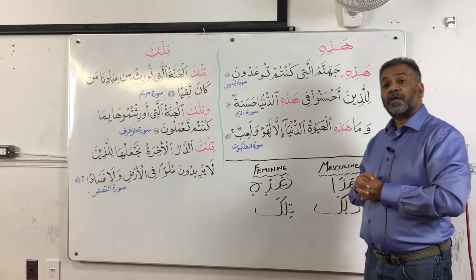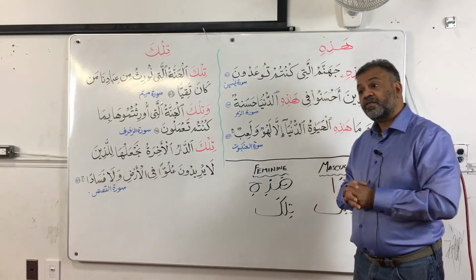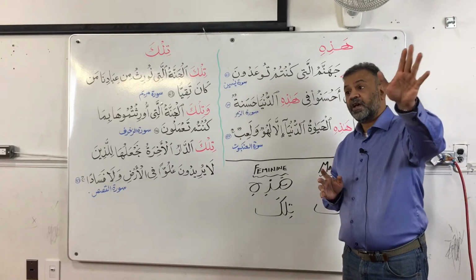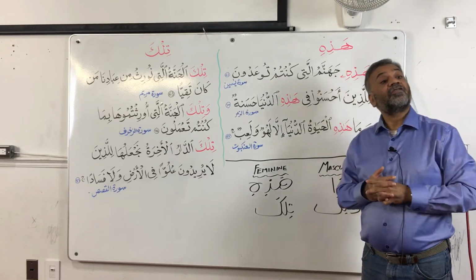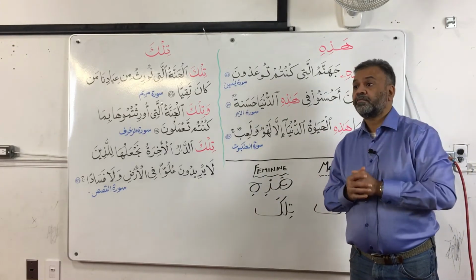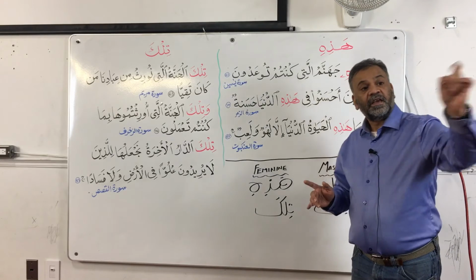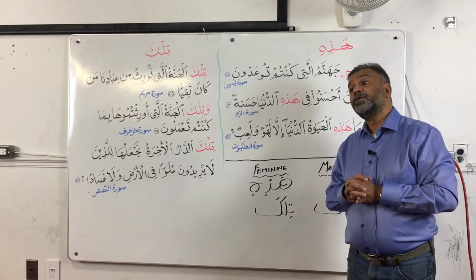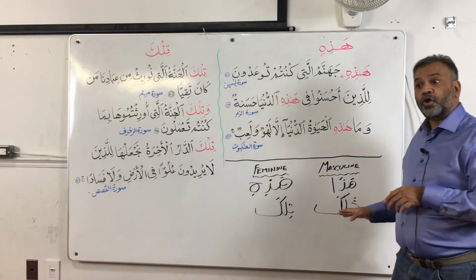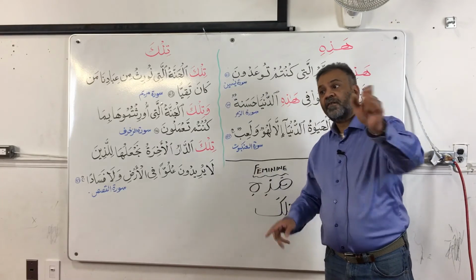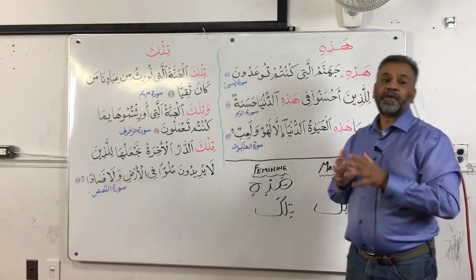So if I want to say zalika masjidun, which means there is a mosque, a masjid, right. Now, if I want to say zalika yasirun, that is Yasir. Zalika is used for masculine, that is Yasir. But if I want to point towards Fatima, then would I use zalika? No, I would say tilka Fatima. That is Fatima, because Fatima is feminine in nature.